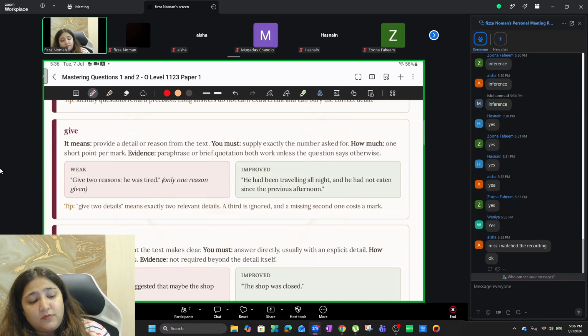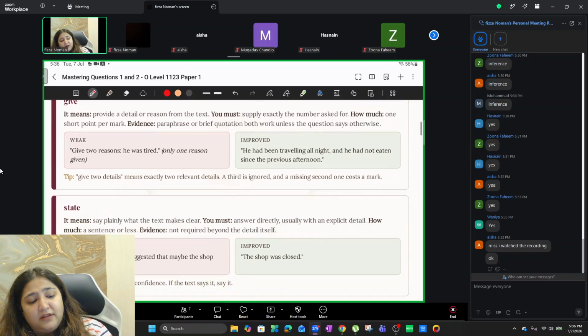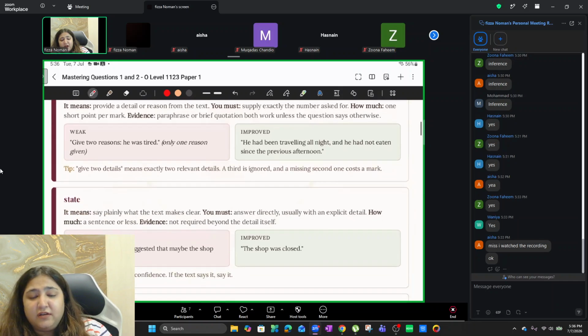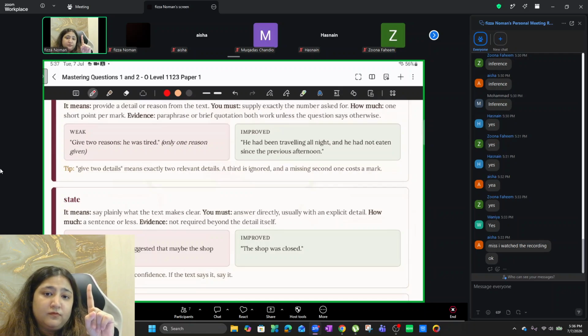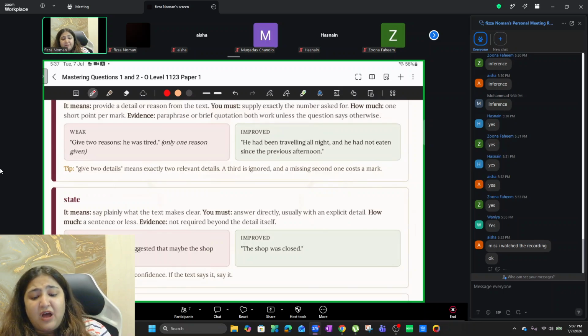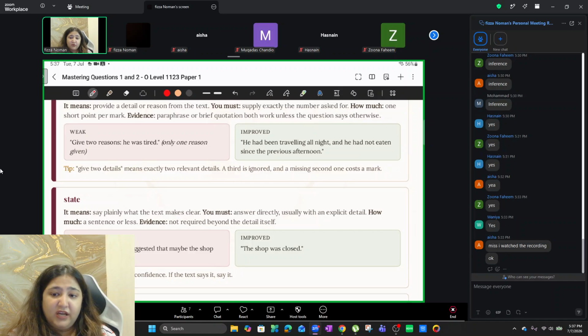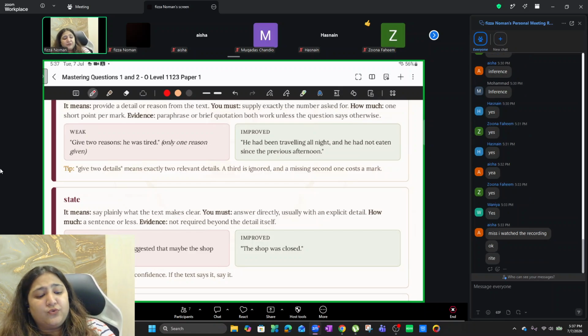Alright? So, for example, a weak answer to give 2 reasons: he was tired. That's 1 reason, bacho. That will only get you 1 mark. Okay? Improved: he had been traveling all night and he had not eaten since the previous afternoon. Aren't those 2 points? Those are 2 points now, right? Do we understand that? So give 2 details means exactly 2 relevant details. A third is ignored and a missing second one costs a mark.